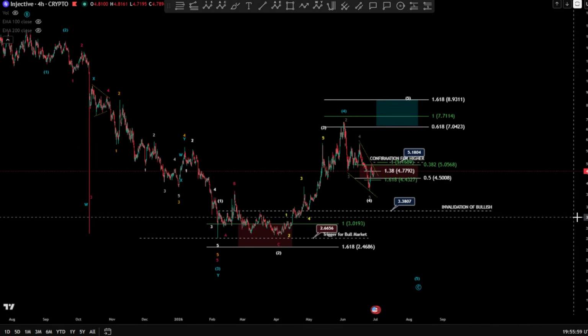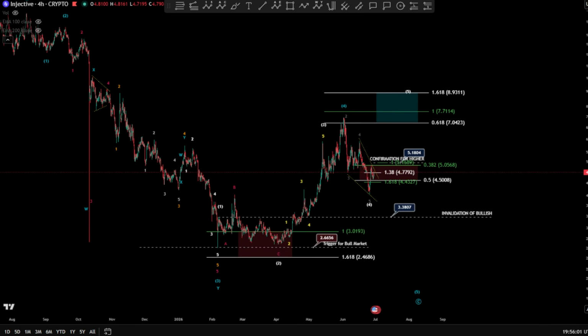Yes, very likely that we might have a transition here for the AI continuation for the bullish, since of course Render, FET, and Injective, all of them start to look very impulsive for bullish.